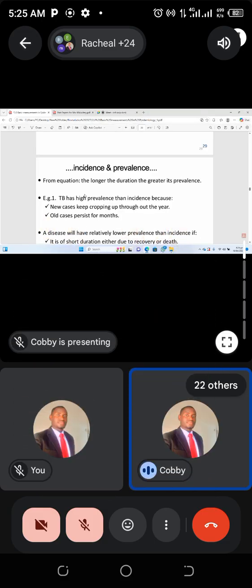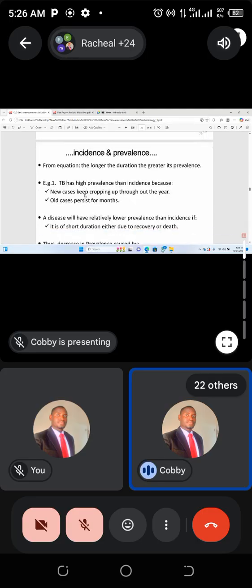So, for example, TB has higher prevalence than incidence. Why? Because new cases keep cropping up throughout the year, and old cases persist for months. For TB we have new cases coming up, but those who are sick are still there. They have not yet recovered. It persists for a long time, so you find that it has higher prevalence than incidence.